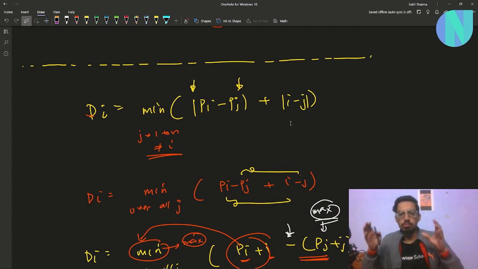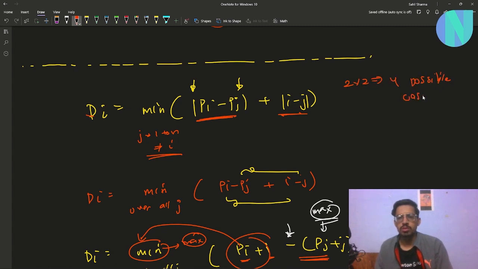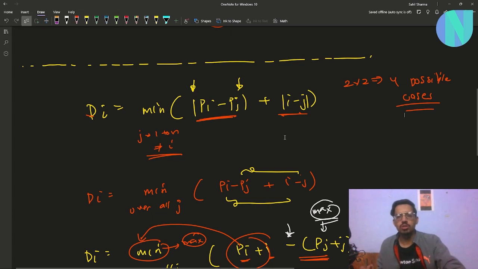So now we will break this problem into cases. If you have an absolute difference, there are only two possible cases. Either it will open as a negative or it will open as a positive. And here we have two absolute differences, so in total we will have 2 into 2, that is 4 possible cases. And as we saw, when you remove the absolute difference, the problem becomes very easy to solve, right? So now let's draw out these 4 possible cases and try to solve the problem for each case.